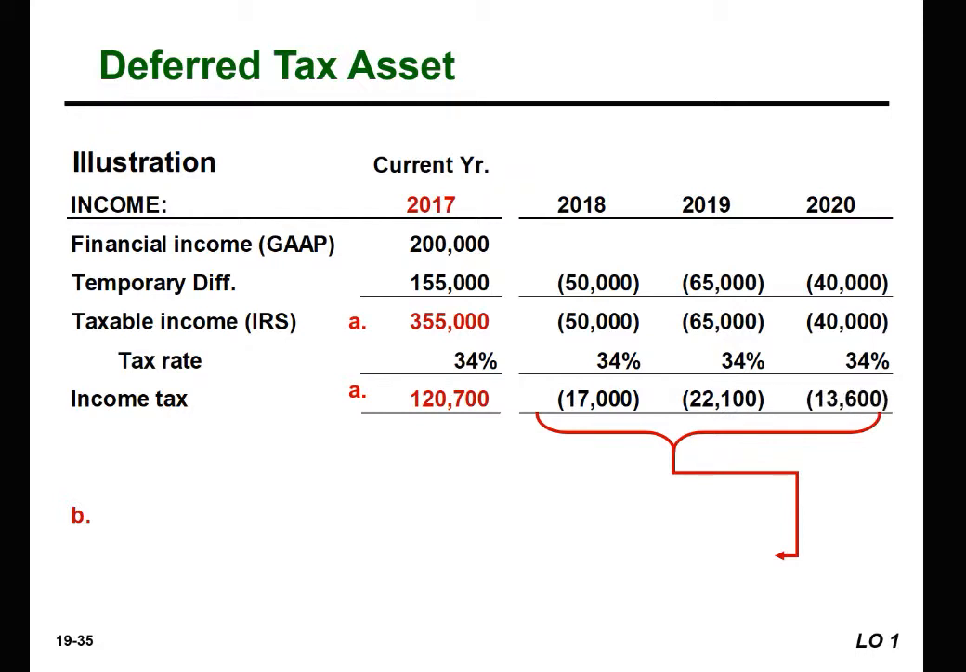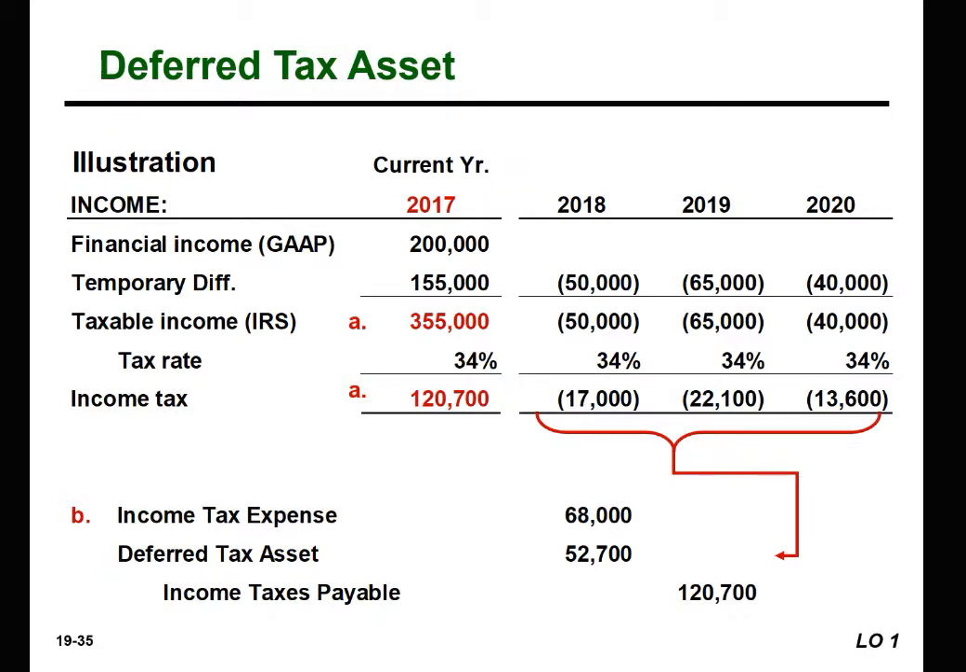This means that we have in the current year taxable income of $355,000, $155,000 of which in future years we will not be taxed on. Our income tax payable will be $120,000. We'll have deferred tax assets of $52,700. That's the total of the 34% attributed to each of those years, and a total income tax expense of $68,000.